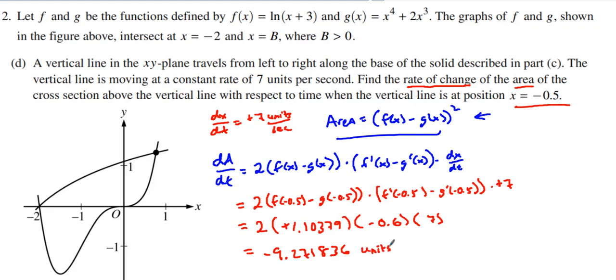It would be units squared per second, because they told me this was units per second. That is the rate of change of an area with respect to time.